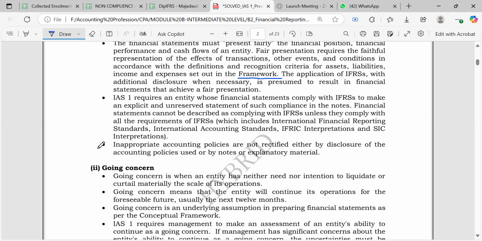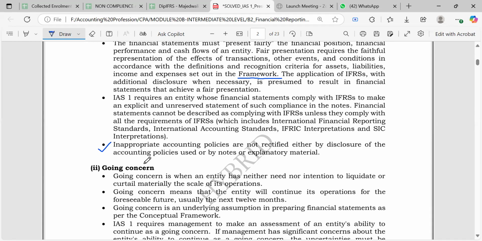You can see this is a good point. I like to spot this last point. It says inappropriate accounting policies are not rectified either by disclosure of the accounting policies used or by notes or explanatory material. You cannot say, okay, I have gone against the accounting policies, no problem, I've not done well, but I'm going to disclose. People are going to know that I did this. That won't help, right? You need to comply as required. You do not do something which is wrong and then say, okay, I'm going to let them know. No, this isn't proper, and you should not do that, right?